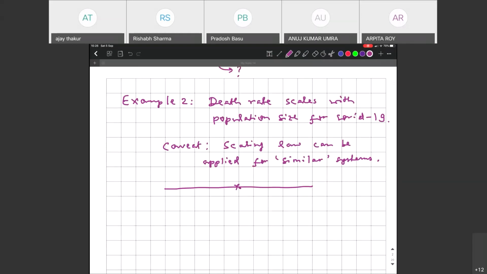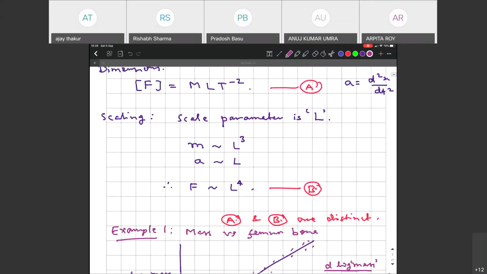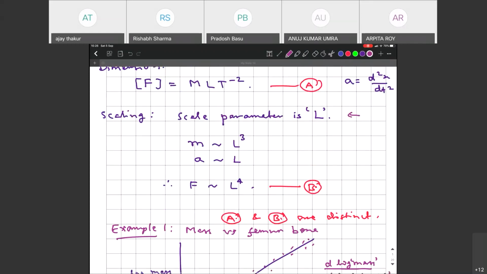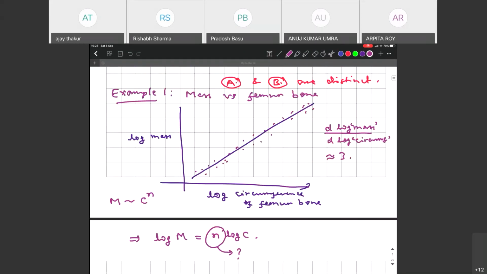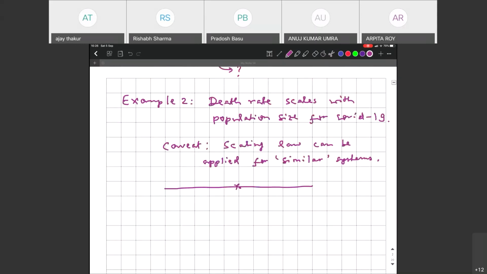The thing that you have to remember is there has to be a parameter with which you have to scale. In this case, that parameter is length, right? So that you have to identify. And scaling law is not the same as dimensional analysis, so that you have to understand. For similar systems, you cannot pick up dissimilar systems and try to find a scaling law there.